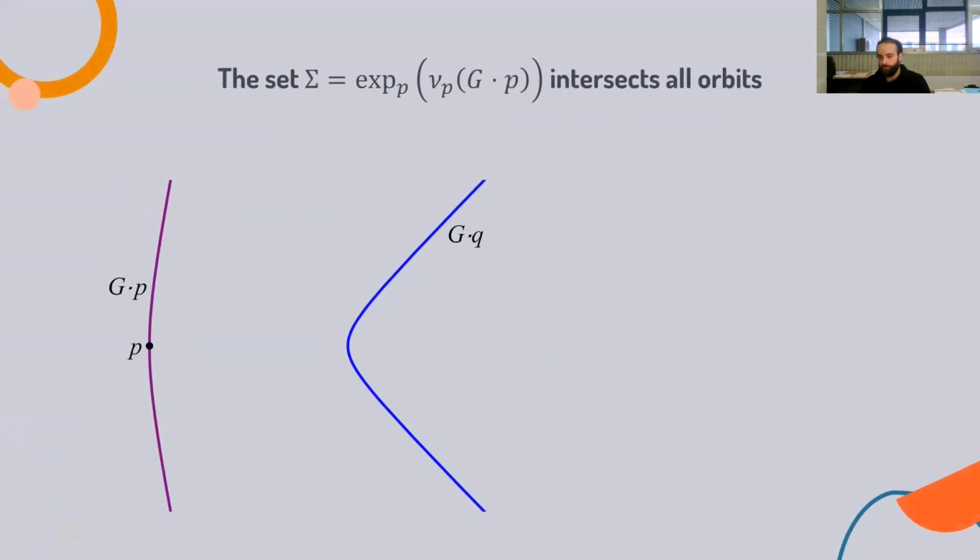So now we come back to the question that we left on hold. We knew that if we start from a point in the principal orbit, then the set that I've defined here is the only possible candidate for a section. So we need to check that this set sigma is a totally geodesic submanifold, that it intersects all orbits, and that the intersection is orthogonal. So first we're going to study the part of intersecting all orbits. And it turns out that it's true that sigma intersects all orbits, even if P is not necessarily a point in a principal orbit. And the proof is a very simple variational argument.